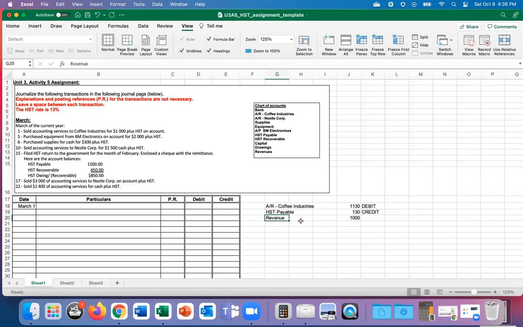And then finally, revenue. I mentioned earlier that revenue is an owner's equity account, or part of the income statement. So for that one, anytime that you're adding to your revenue, it's going to be a credit, because it's over there on the right side of the balance sheet.